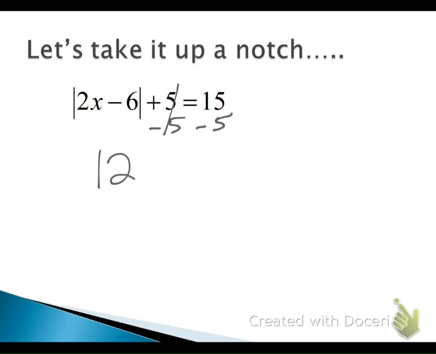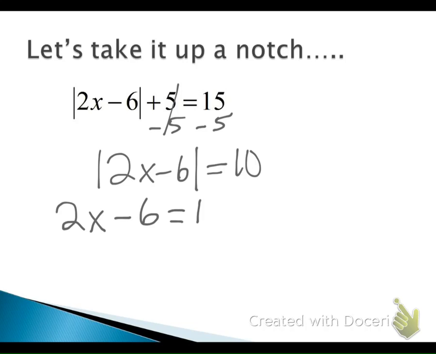So I have the absolute value of 2x minus 6 equals 10. Now what would you do? 2 minus x equals 10. 2 plus x equals 10. Ooh, close. You don't change that sign. You just change the sign on this side. So it's going to be 2x minus 6 equals 10, and 2x minus 6 equals -10. Don't change the expression inside the absolute value. You just change what it equals.